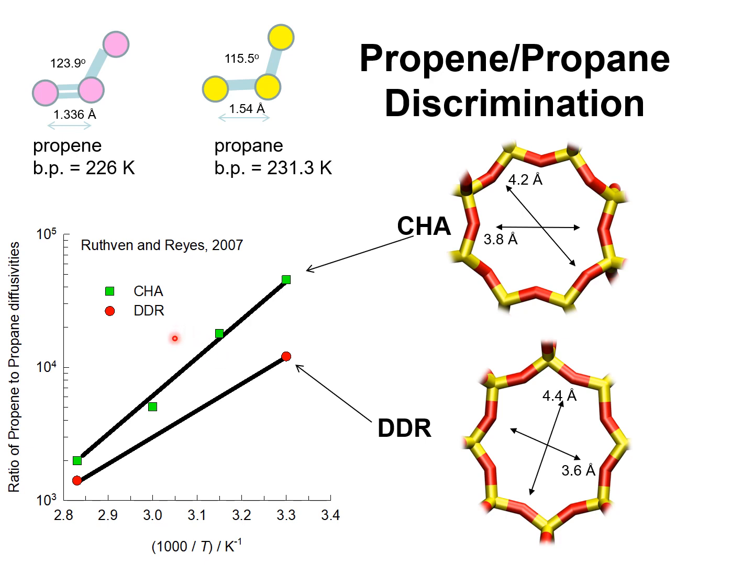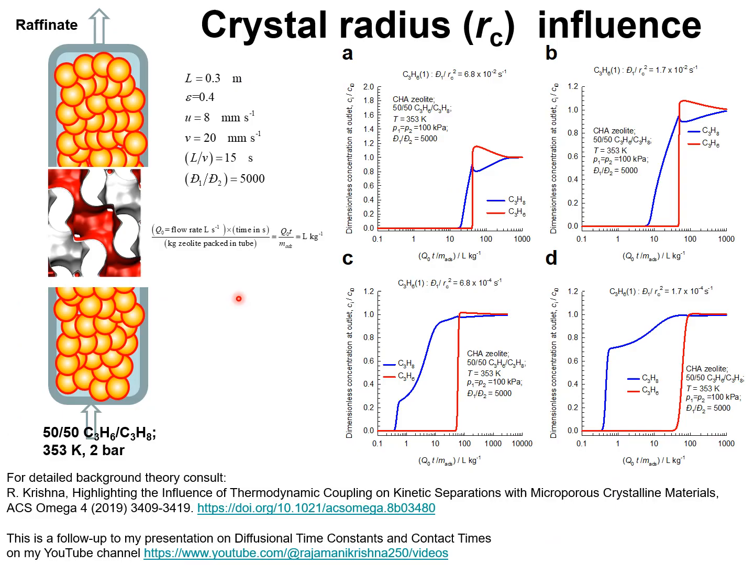And therefore, due to the high ratio of diffusivities, it is possible to construct a kinetic separation scheme for propene-propane separations. For kinetic separations to be effective, diffusional influences should be strong enough, and the diffusional influences are dependent on the size of the crystals of zeolite or MOF that are embedded within the adsorbent pellets that are packed into the fixed bed.